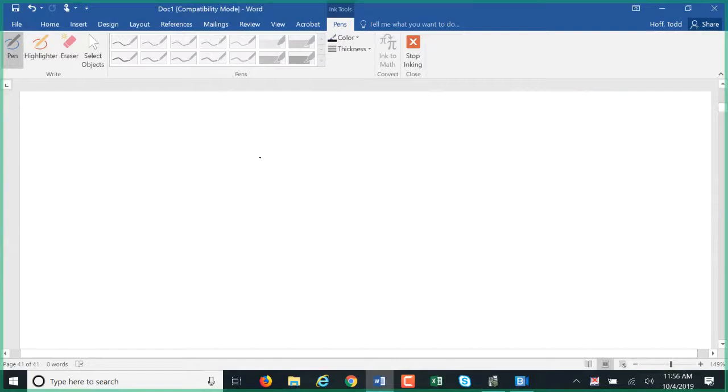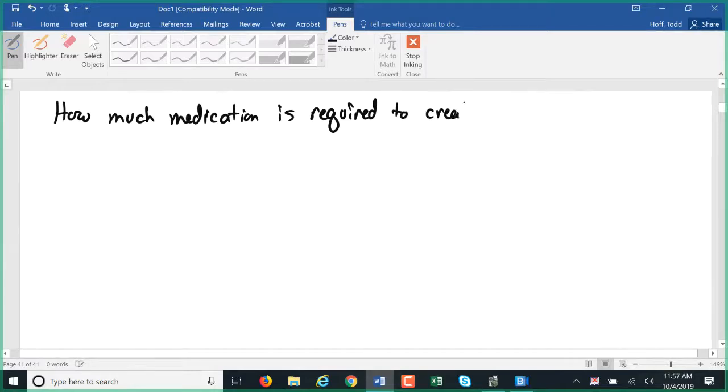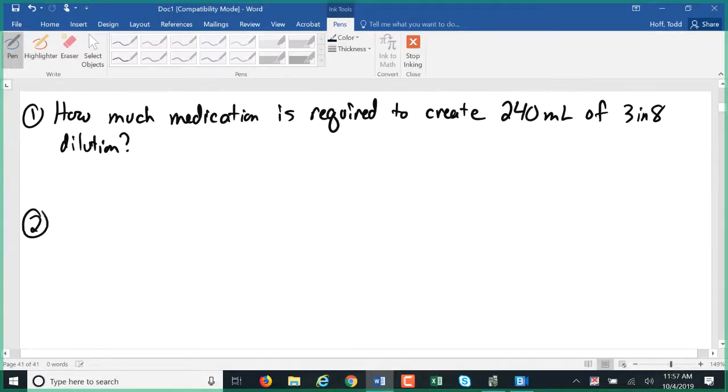I'm gonna have you try a few in your notes. How much medication is required to create 240 milliliters of 3 and 8 dilution? First one, saying 3 and 8. What's that?